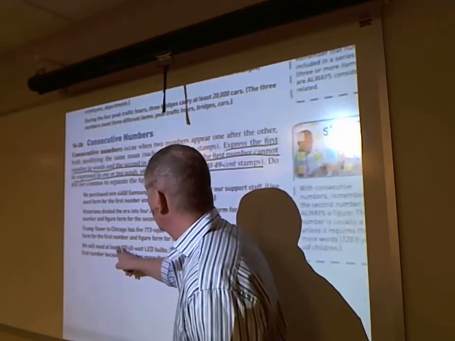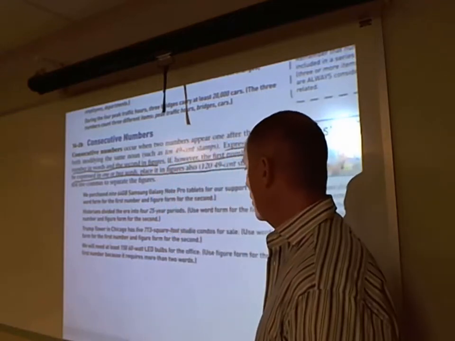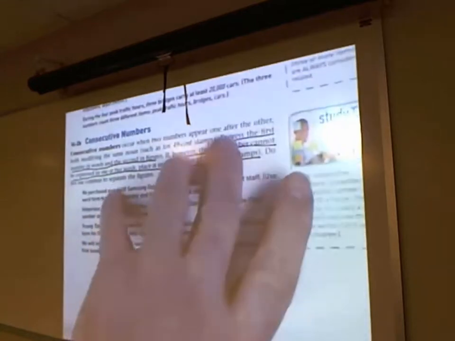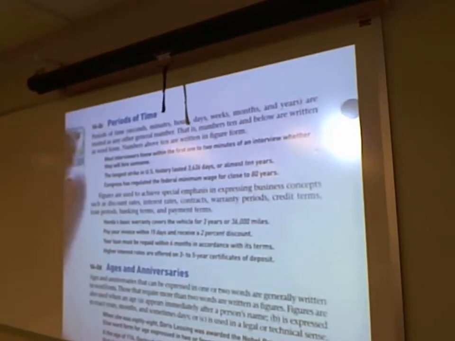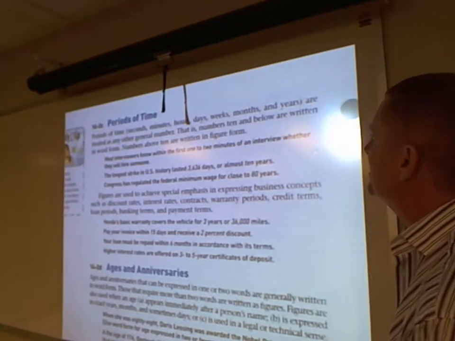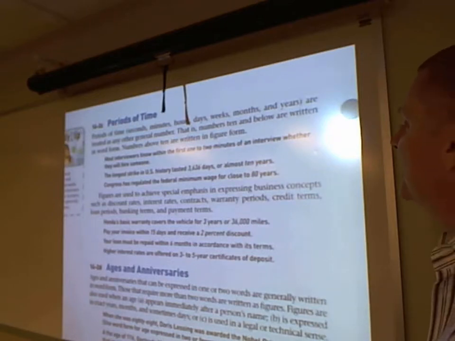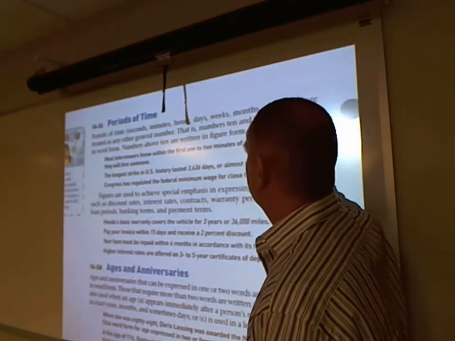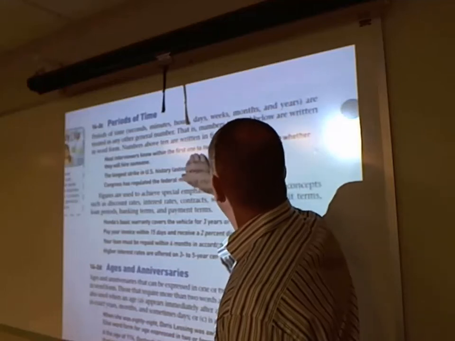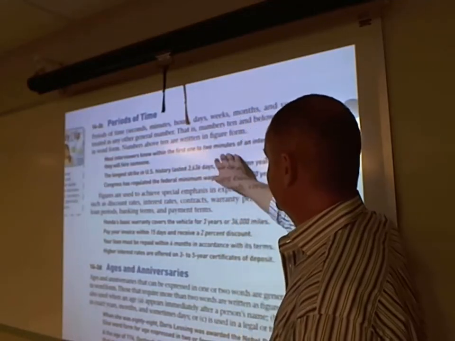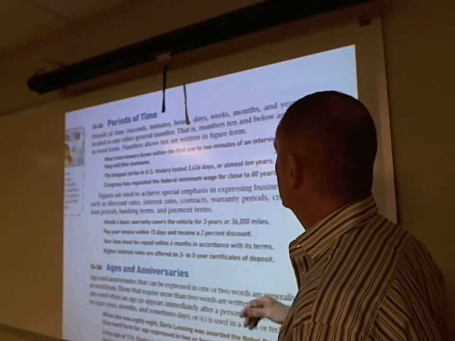Okay, periods of time. When you're talking about seconds, minutes, days, weeks, months, and years, they're treated as any other number. That is, numbers 10 and below are written in word form. Numbers above 10 are written in figure. So first, one to two minutes of an interview, it's as a word. It's between 1 and 10. Lasted this many days, it's above 10, so it's a figure. Which is almost ten years, it's 10 and below, so it's a word.